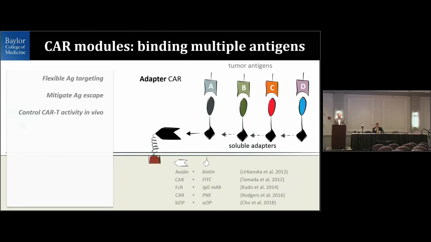Another way to implement targeting multiple antigens by a single CAR is to use soluble adapters that would bind individually different antigens, and will have a conserved domain that can be bound by a CAR, and therefore the CAR will recognize these antigens indirectly through a soluble adapter. And this also allows an additional layer of controlling T cell function, because the CARs are only active when these soluble adapters are present. And examples are shown here on the right, on the bottom, I'm sorry.